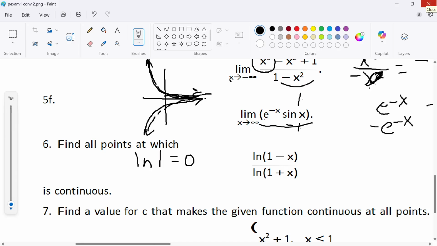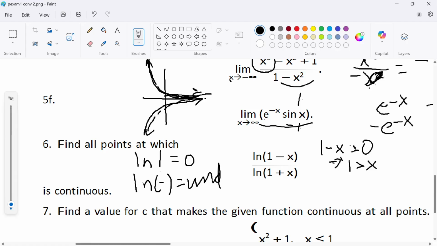So 1 minus x has to be greater than 0. And so I get negative x greater than negative 1, so x has to be less than 1 because I can't have a negative. If x is 2, 1 minus 2 is negative 1. Can't have a log of a negative. Log of a negative number is undefined. So this has to be x less than 1.